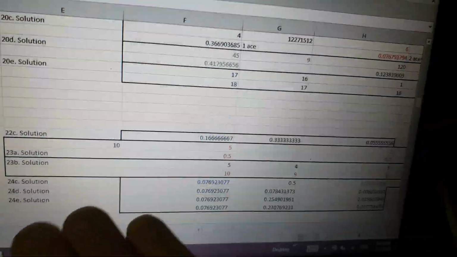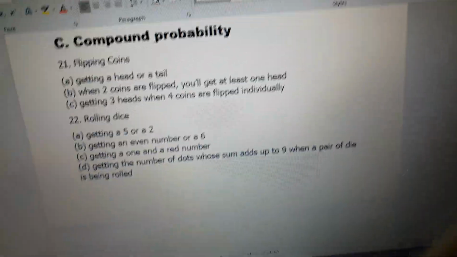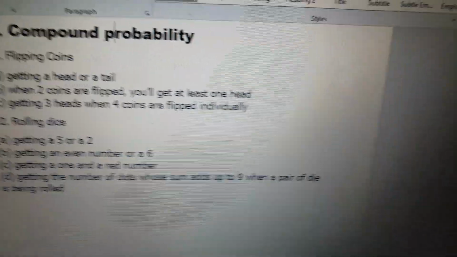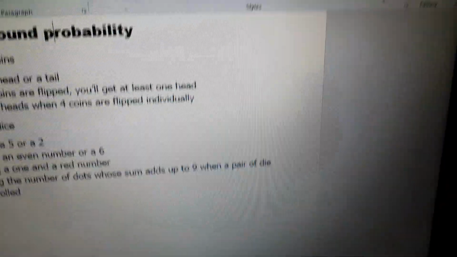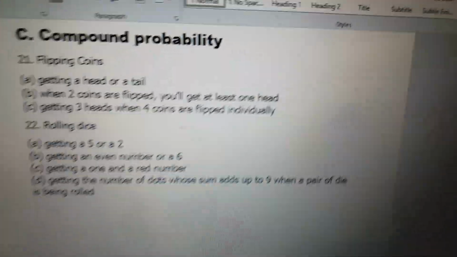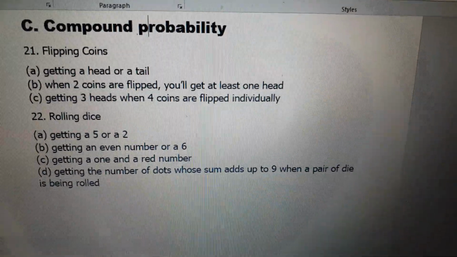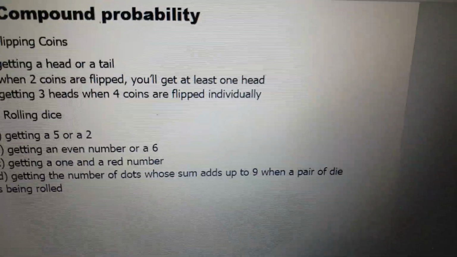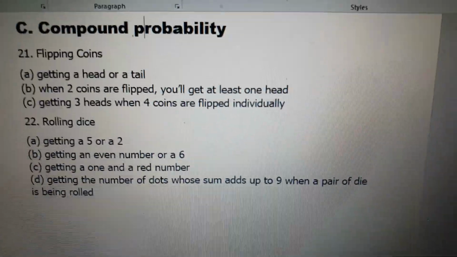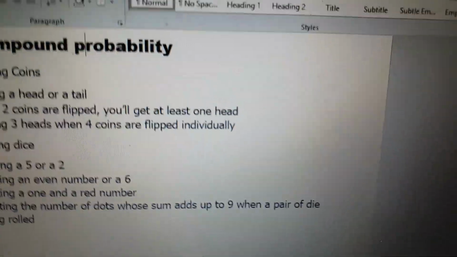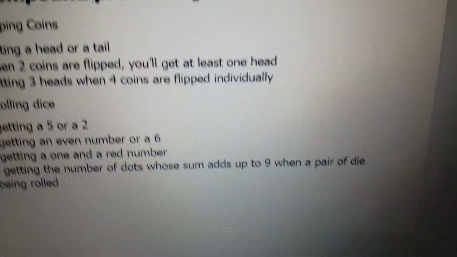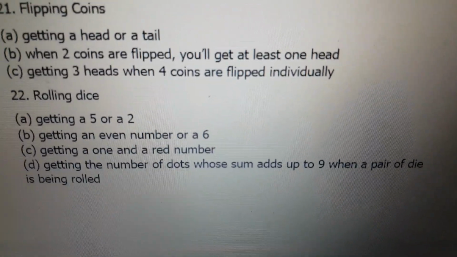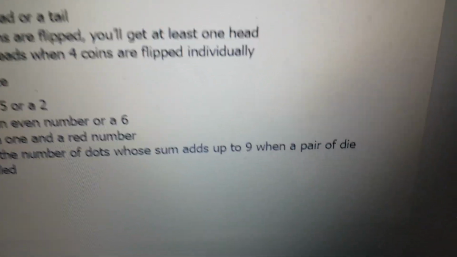And letter D, last but not least: getting the number of dots whose sum adds up to 9 when a pair of dice is being rolled. These are some of the most popular questions that they ask you in stats and probability. Remember, sometimes you roll a pair of dice. That's 2 dice blocks. And when you roll the dice block, let's say you want to extend the number of steps, you can roll 2 dice blocks. But here in probability, it says getting a number of dots whose sum adds up to 9 when a pair of dice is being rolled.